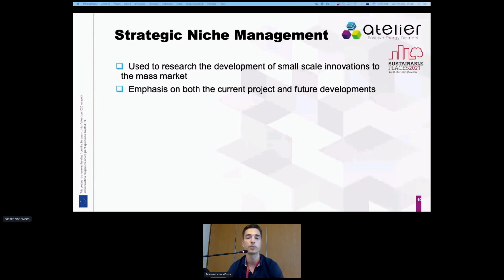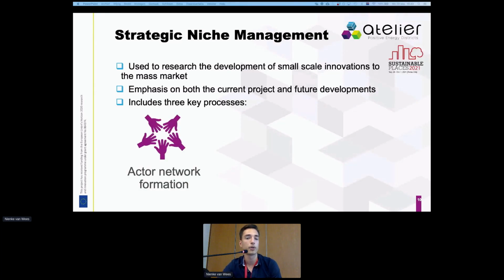But strategic niche management is also used to look at what you can do best in the future for these kinds of projects. And there are three key processes in strategic niche management, which are actually very similar to the problems Mark faced. So the first key process, which is deemed crucial for the development of small-scale innovations, is actor network formation. And with actor network formation, we mean what kind of actors are included in the research projects, how are their connections, how are they related to each other and cooperating with each other.